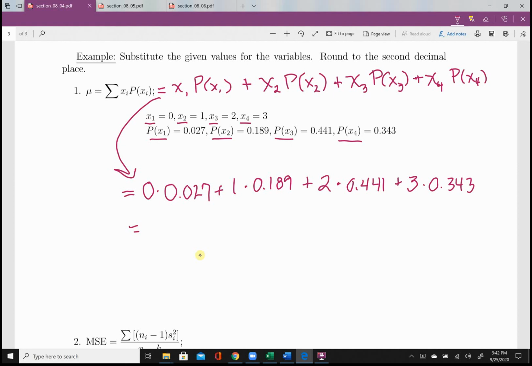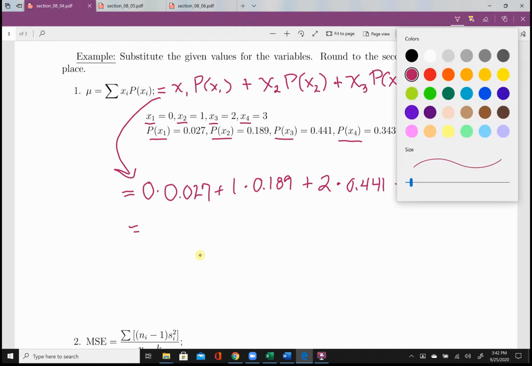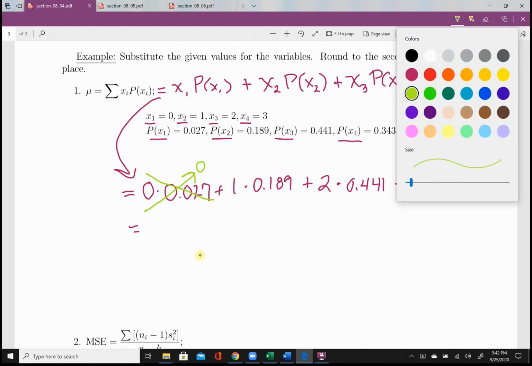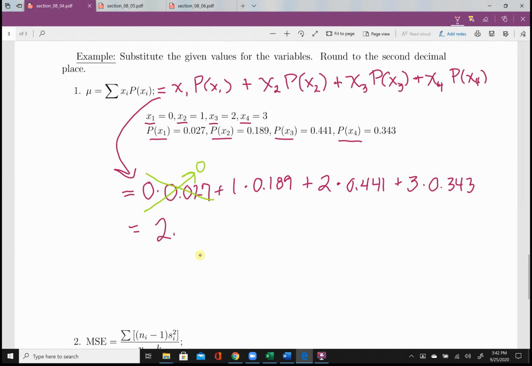It doesn't matter which side you start from, actually. If you want to follow order of operations strictly, you would deal with this first, and you would see that it zeroes out, right? You guys see that? 0 times any number is just going to be a 0. So it's like nothing's there. And then 1 times whatever number, well, this is just 0.189. Then you add the double of 0.441, and then you triple 0.343. So add all those numbers up, and you should get, like I said, 2.1. So that is the value of mu, and you can box that up and call it good on your effort there. Okay, so this one's relatively easy.